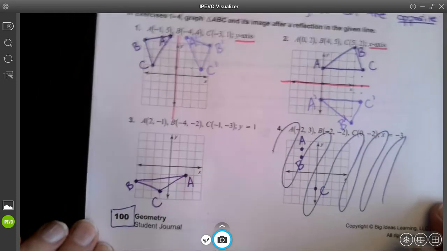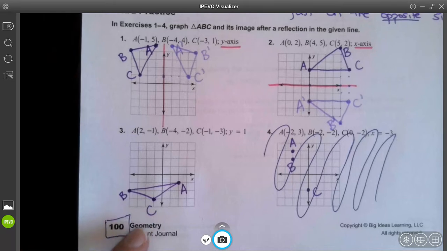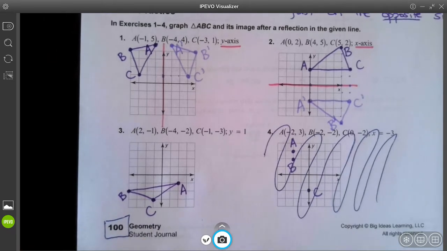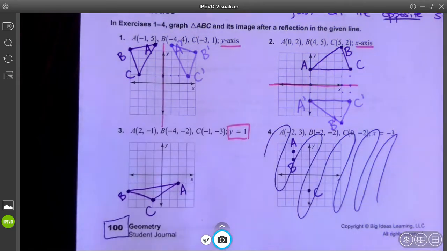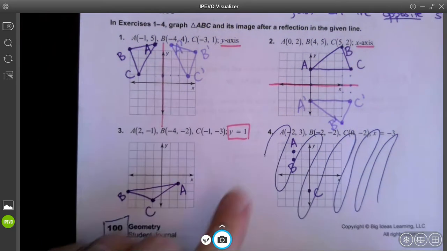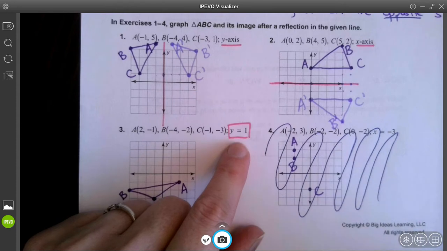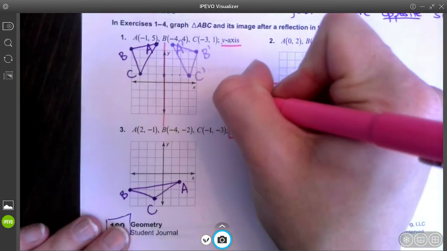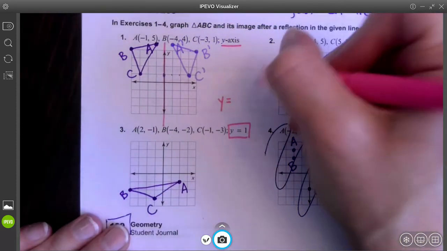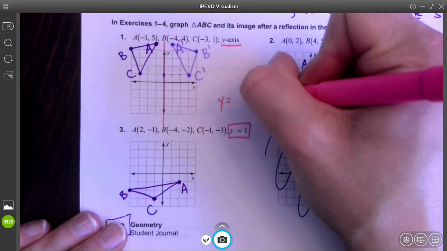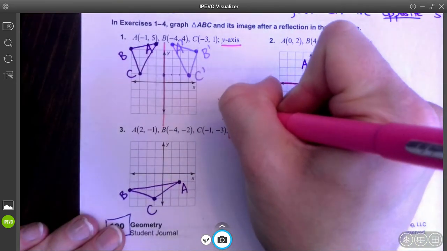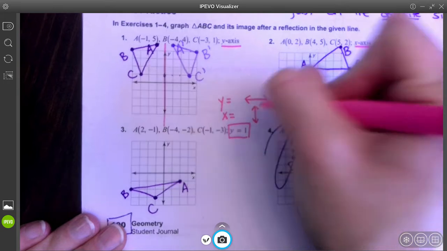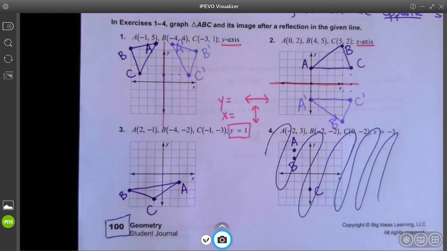All right, number 3. This time we need to reflect triangle ABC across the line y equals 1. So this is not the y-axis or the x-axis. Remember, when you have these special lines, any line in the form y equals is a horizontal line at that y value, and any special line that's in the form x equals is a vertical line at that x value.